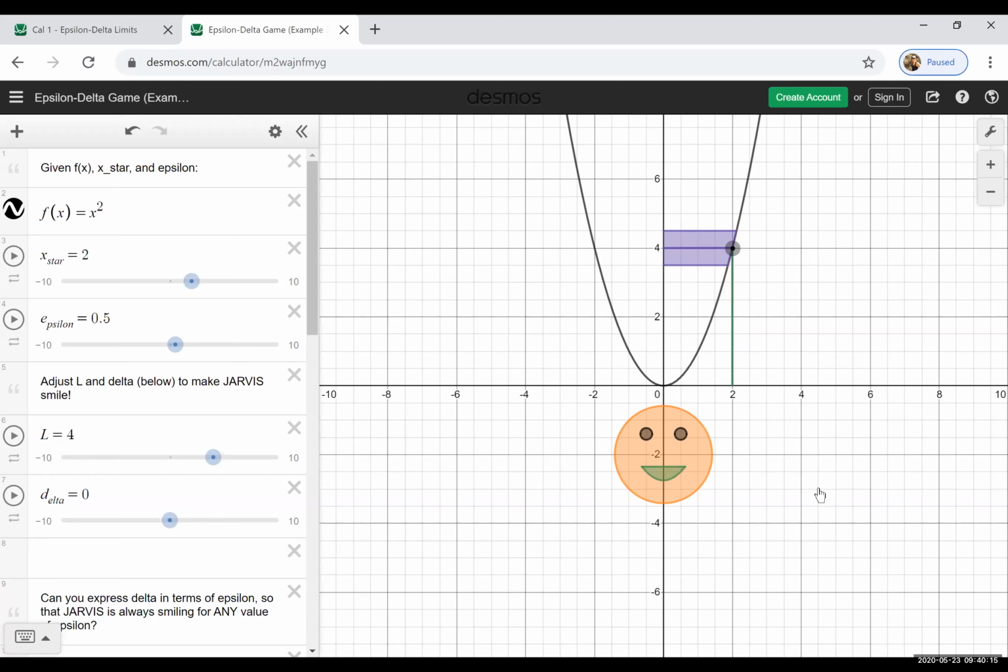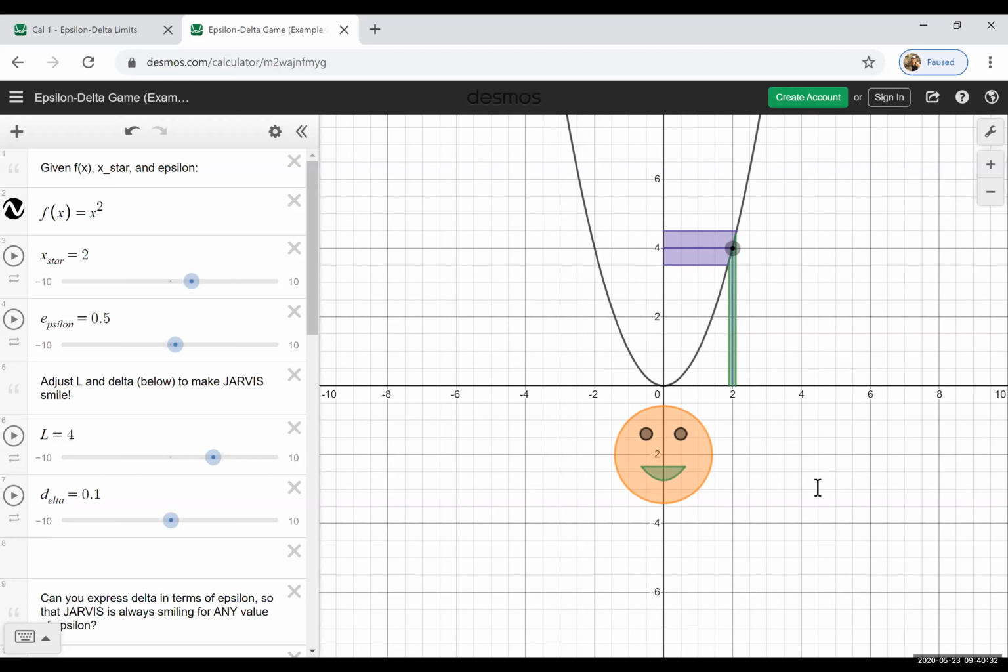I thought that was really cool. So feel free, play around with that. There are animations. If you push play, you'll see what works. But sometimes it's so subtle, depending on how large your epsilon is or how small your delta is, you don't see him smile. So I'll leave that up for you.